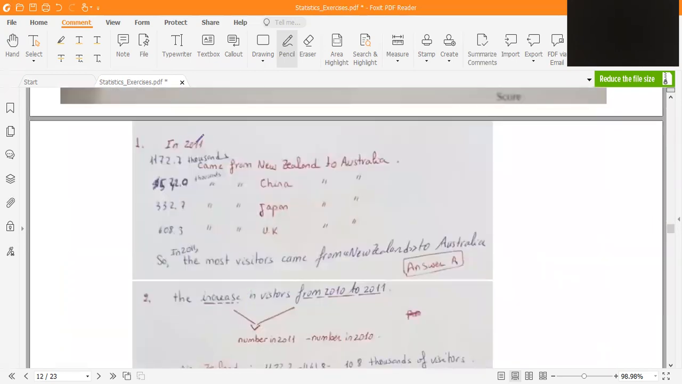So from New Zealand, for example, in 2011, I read the table carefully. We have 1,172.7 thousand from New Zealand, 542.0 thousand from China, 332.7 from Japan, and 608.3 from the United Kingdom. So in 2011, the most visitors came from New Zealand. Okay, good.